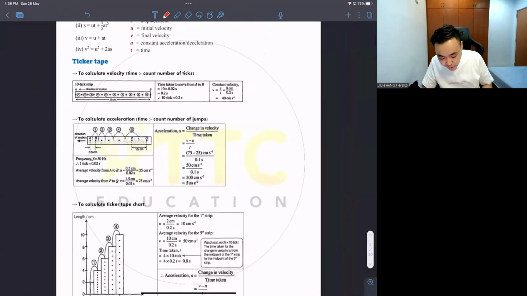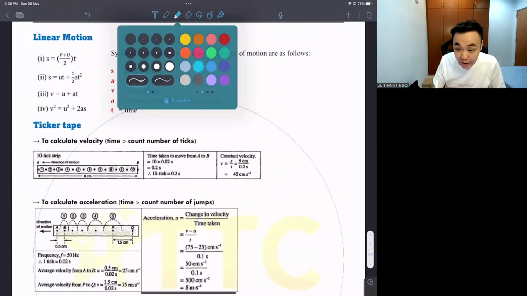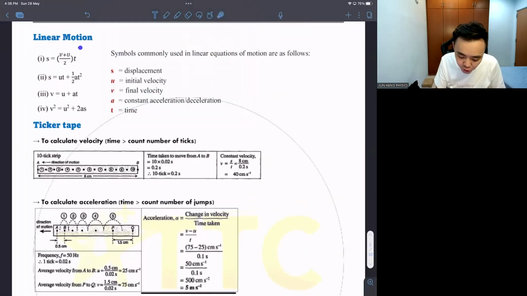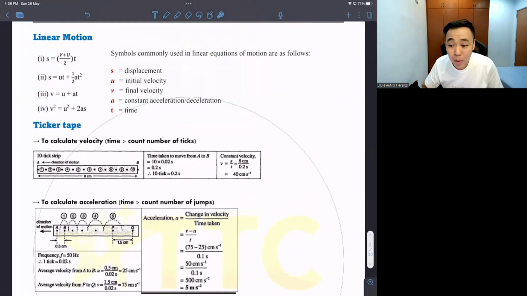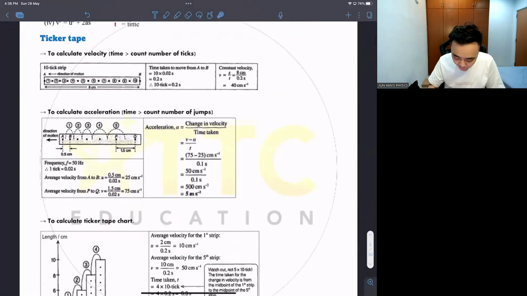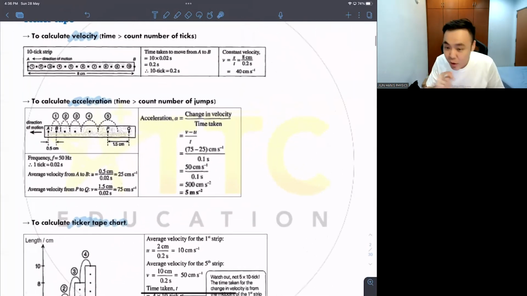By the way, there's a short notes here as well. I prepared a few short notes for you to easily read through, and a bit of a checklist for you. You can say, oh, linear motion, what is it? You go through this. If you say, hey, this one looks a bit blur to me, then you go and find out more detail. Now, for ticker tape, as I said, you have 3 types of questions. Single tape, they ask you to calculate velocity. Single tape, they ask you to calculate acceleration. Ticker tape chart. The working, now when you listen, you understand. But after that, when you want to revise again, you can look at the working here.